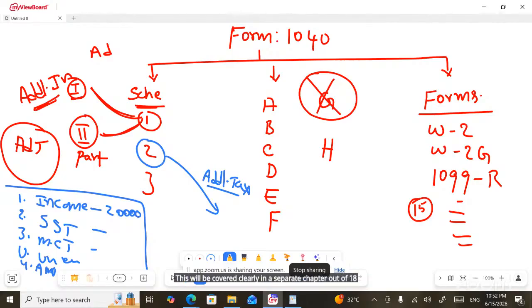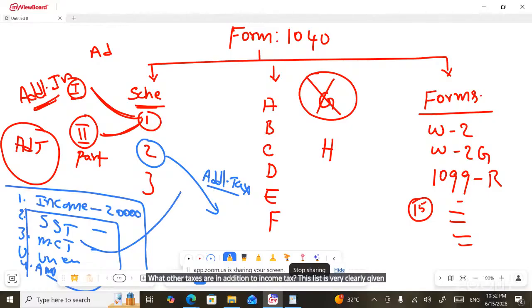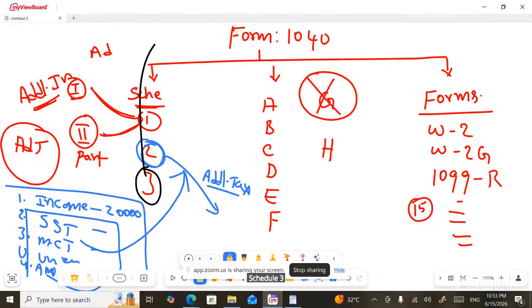So what other taxes are there in addition to income tax? This list is very clearly given in schedule number 2. Schedule 2 title is other taxes or additional taxes. Now coming to schedule 3. I already used one important technical word, tax credit. We have a separate chapter out of 18.